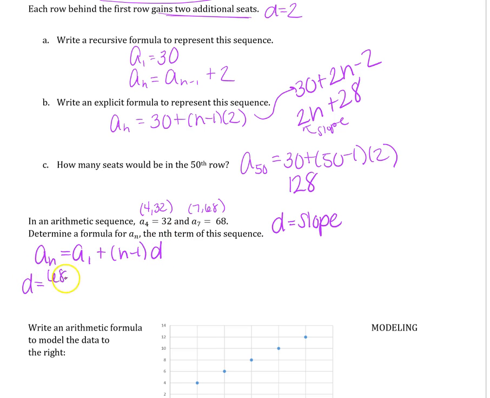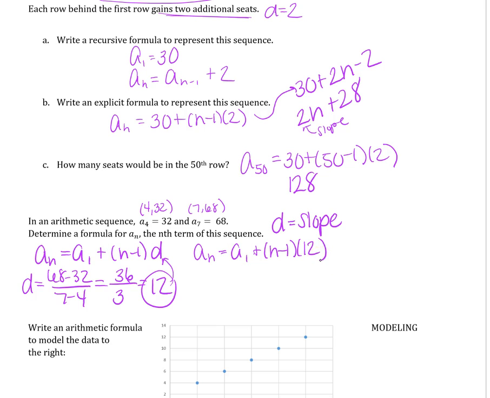So 68 minus 32 over 7 minus 4. So 36 divided by 3, which is 12. So I'm going to plug that in for d. Now, I don't know the first term yet, but I'm going to algebraically find it. So give me 1 second here.